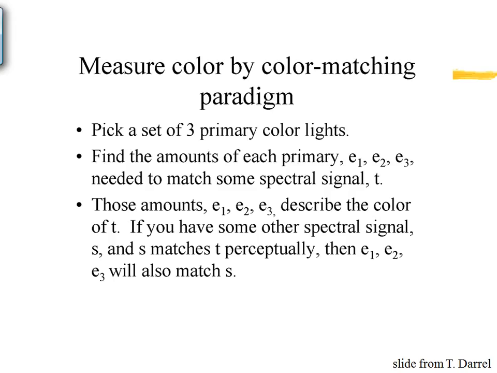So the general paradigm that people have used is that I generate this kind of a matching system. I will identify 3 primary colors. I will find the amounts of each primary, E1, E2, and E3, in order to generate a particular match to a spectral signal T. Right? And those amounts that I end up with, E1, E2, and E3, will describe every color for T. Right? So I'm creating a linear relationship.